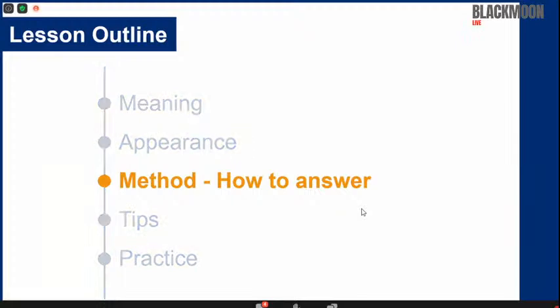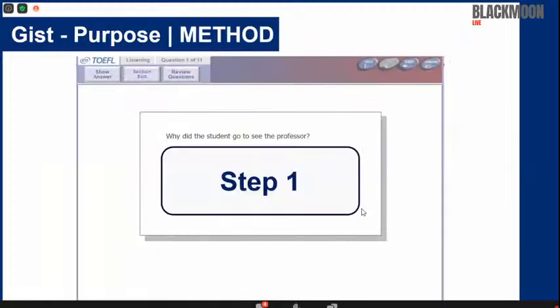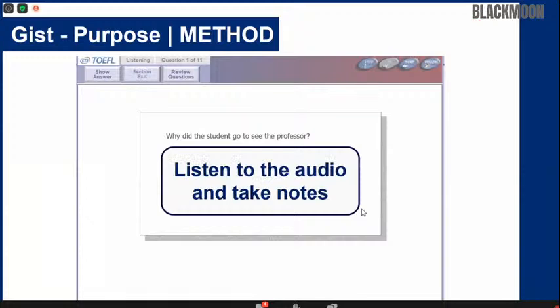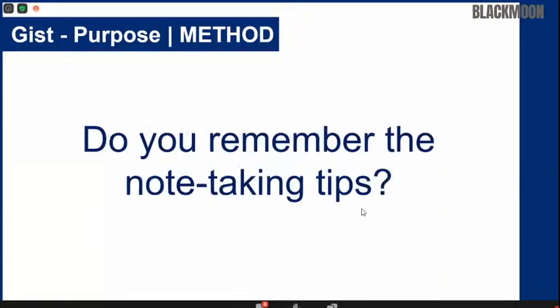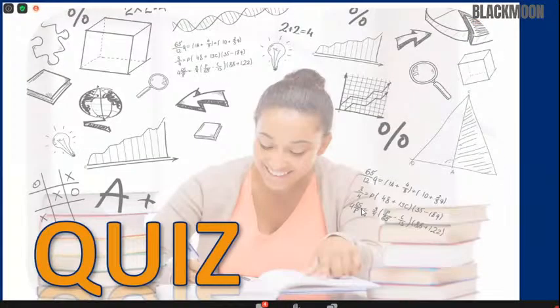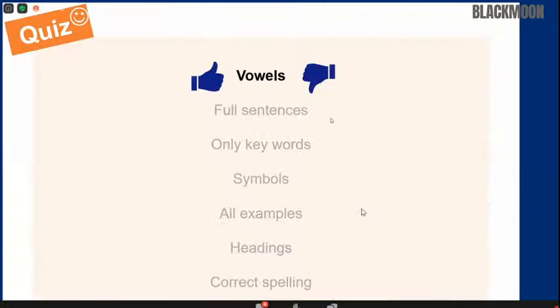Again, this is also very similar to our gist content method. Step 1 is to listen to the audio and take notes. But let's see if you guys can remember the note-taking tips that we looked at earlier. So here's a quick quiz for you guys. We'll do this one together. So vowels, do I include them or do I not include them in my notes? Just put a thumbs up for yes, thumbs down for no, or a Y or N will do as well.